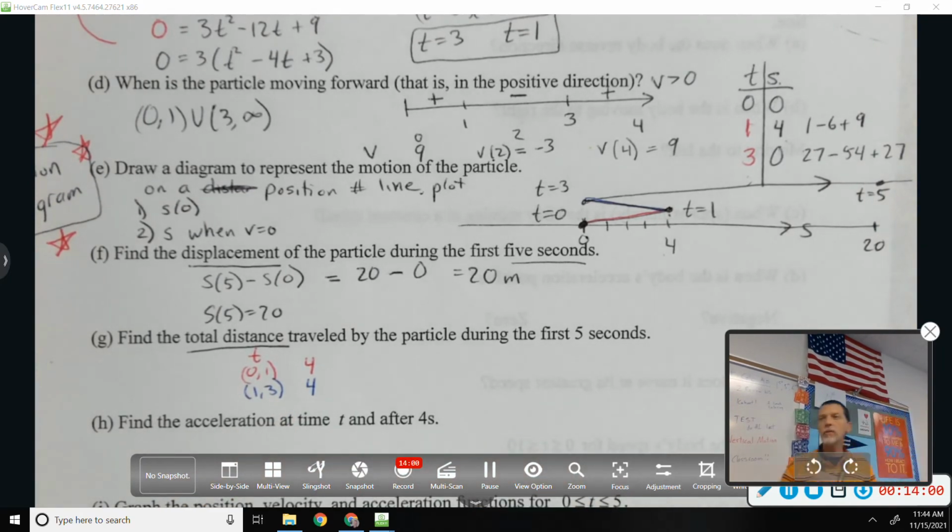Right? If you run 100 meters down the track and then you run 100 meters back down the track, how many meters did you run? 200. But your total displacement would be 0.